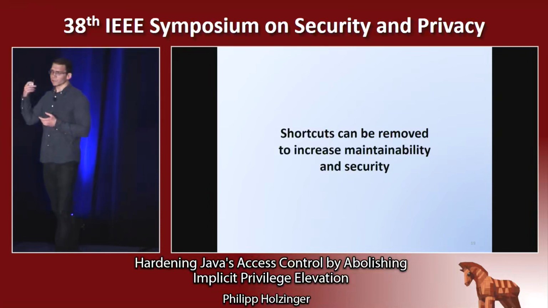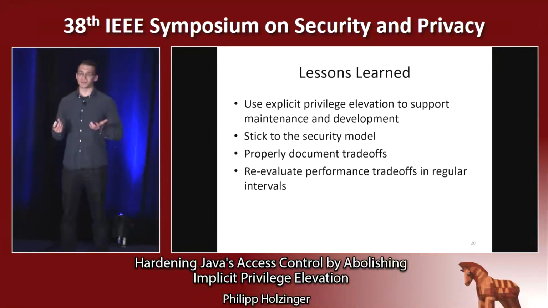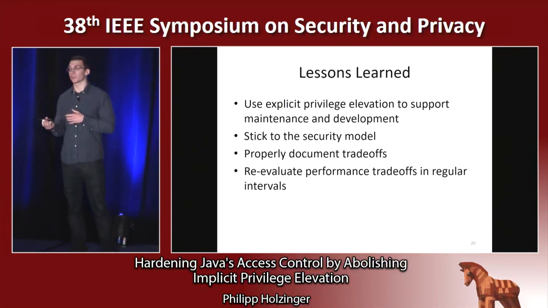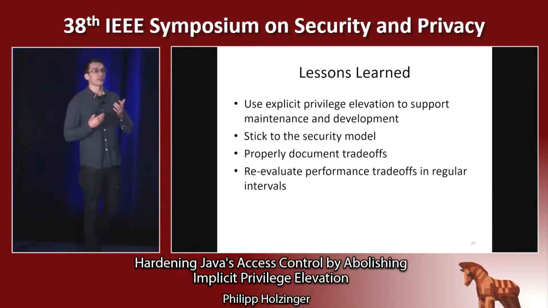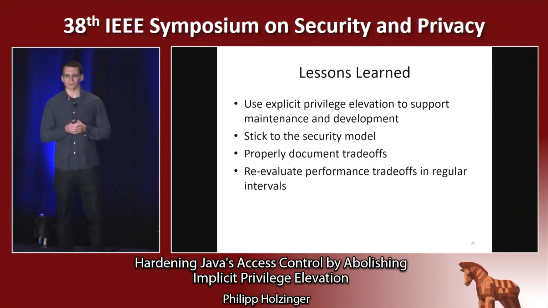There are a few general lessons that we learn from this. On the one hand, if given the choice, you should always go for an explicit way of privilege elevation as compared to an implicit way of privilege elevation, because it makes your life a lot easier. Explicit privilege elevation is much easier to reason about, and it increases maintainability and security.